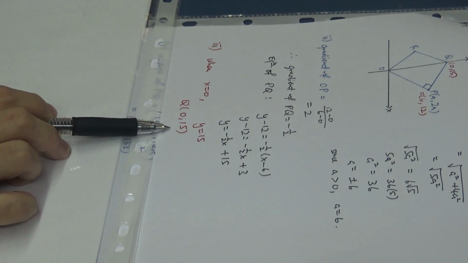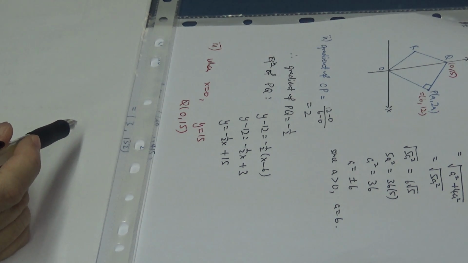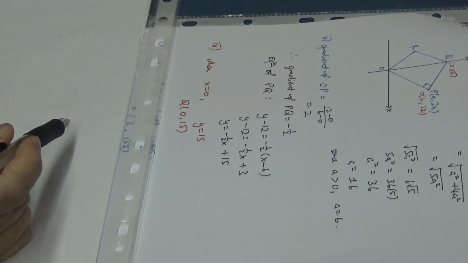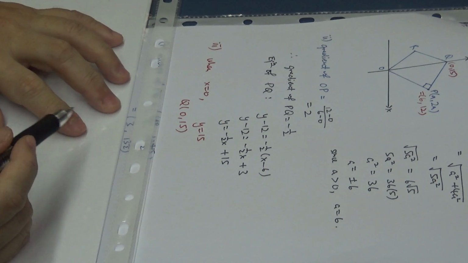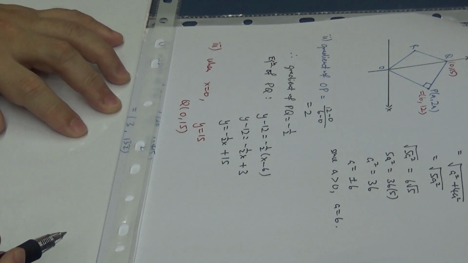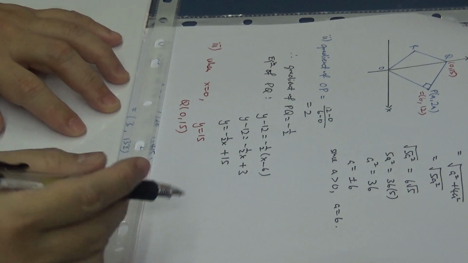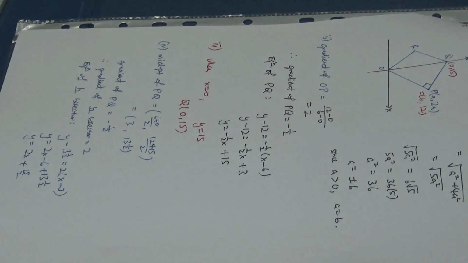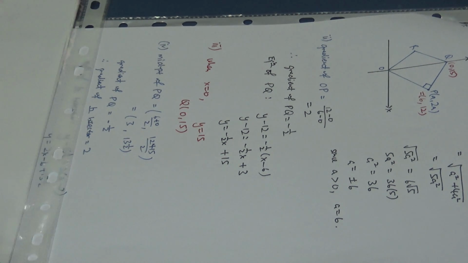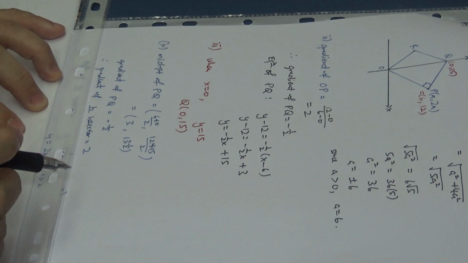Alright? The point R lies on the perpendicular bisector of PQ. Given that the line OR is parallel to this line, find the coordinates of R. Now, if I want to find the coordinates of R, I need to find, first of all, the equation of the perpendicular bisector of PQ.